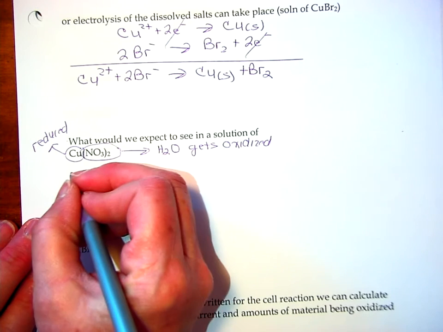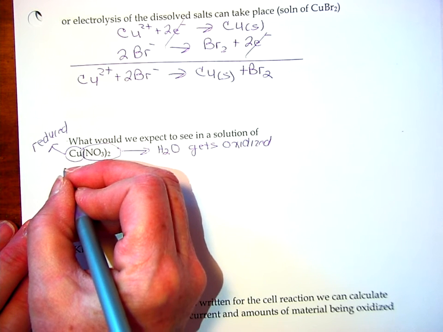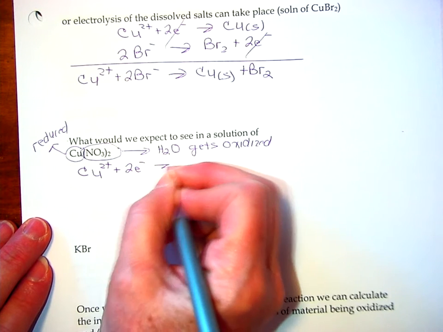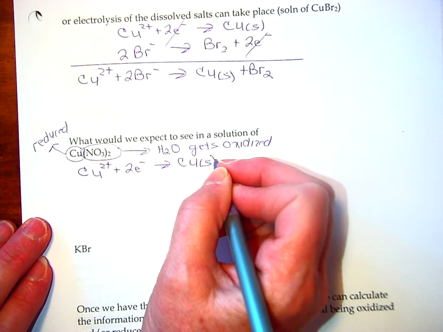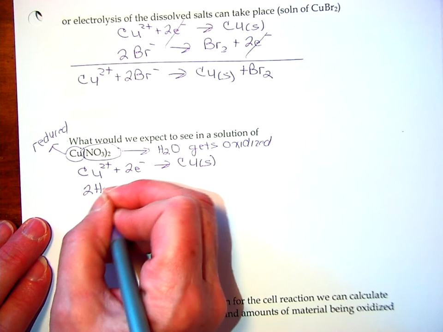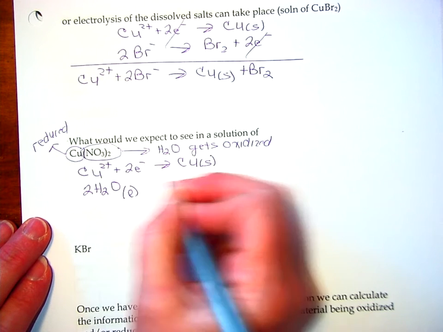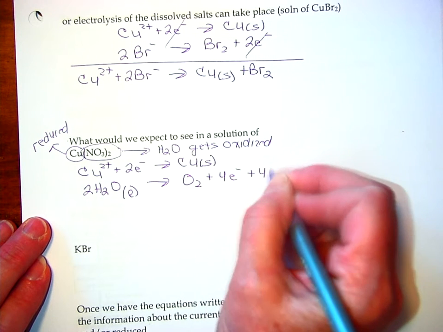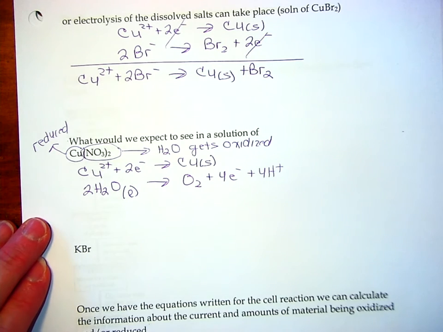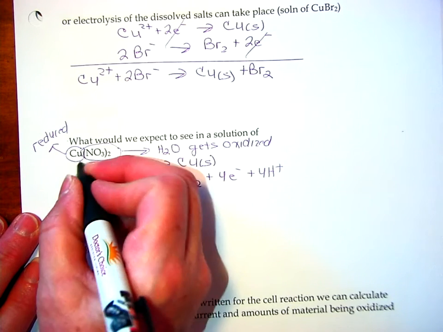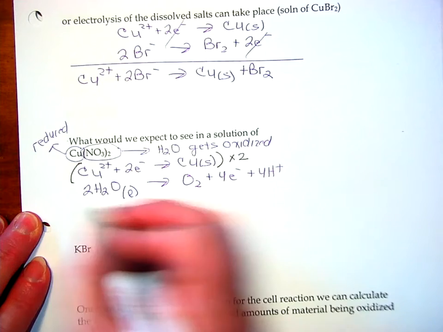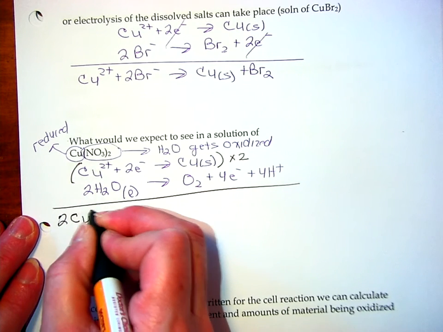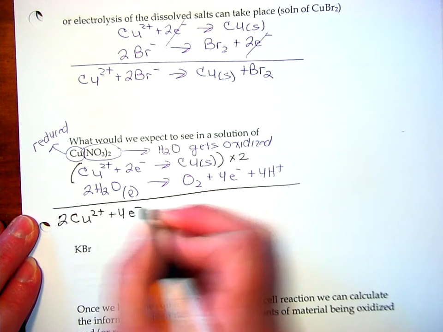is that at the cathode, we'd have our reduction. We'd have copper 2 plus 2 electrons, making copper solid. And at the anode, we'd actually have the water undergoing electrolysis. So the 2 water liquid would be making O2 gas plus 4 electrons plus 4 hydrogen ions. So to add these together, we need to multiply the copper by 2, since I only have 2 electrons in that half.